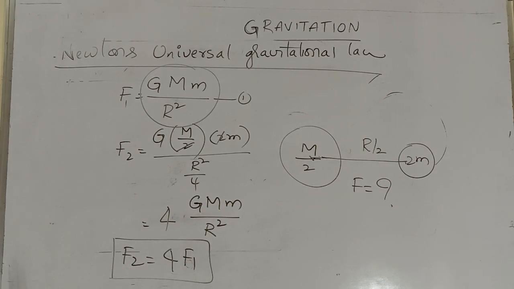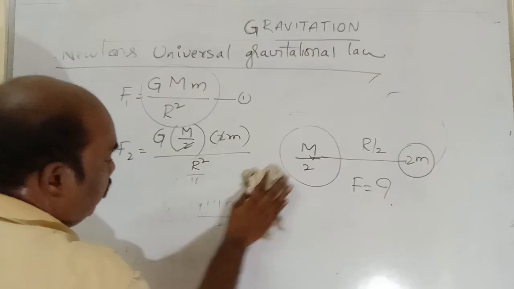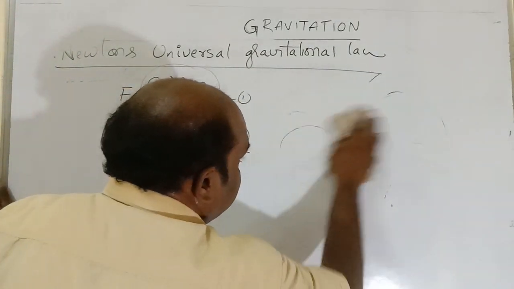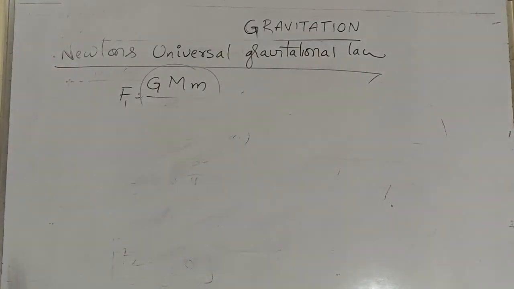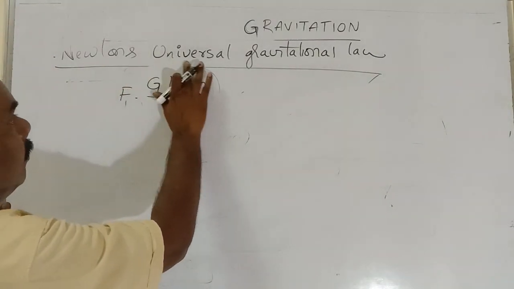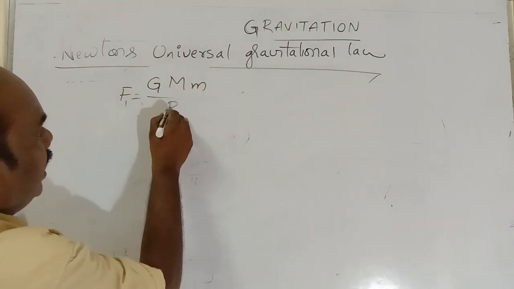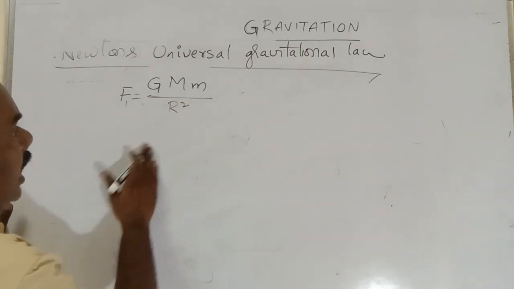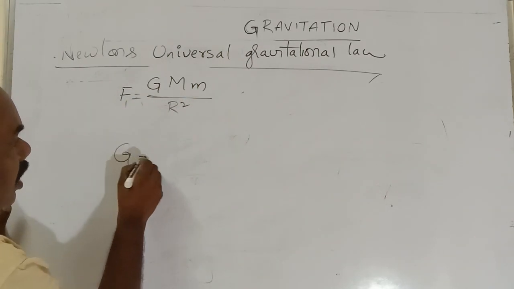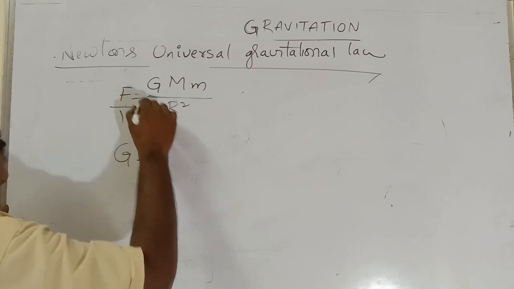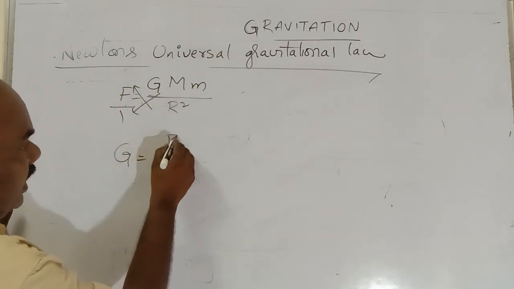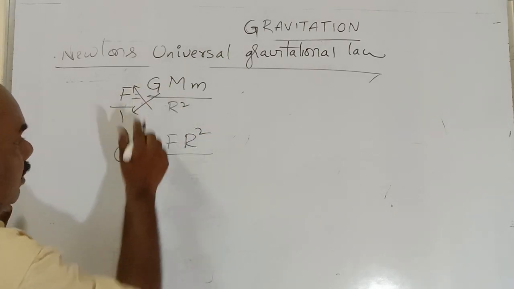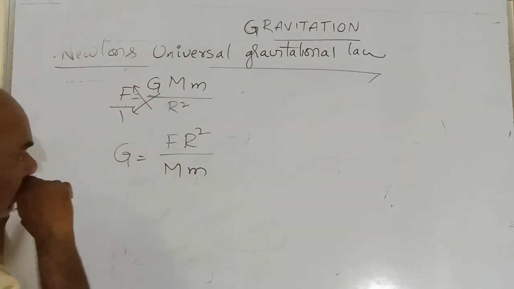Now, sir, all the time you are saying Newton meter square by kg square, how did we get this value? Simple. Same formula, dear. F is equal to G m1 m2 by r square. I want the G value. By cross multiplying, I want only G, send this to this side. G is equal to F r square by m1 into m2, which comes to the denominator.